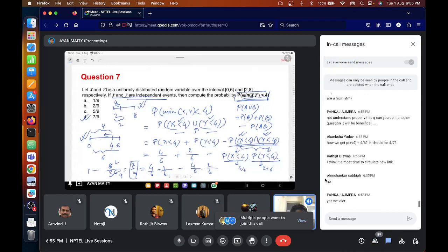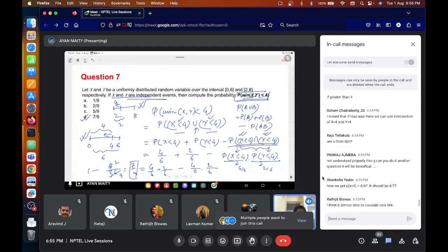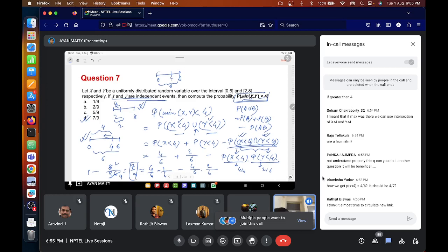Akanksha Yadav has written how we get probability of x less than 4 equals 4 by 6. Shouldn't it be 4 by 6? No, so this is uniformly distributed continuous variables. These are continuous variables. So 0 to 6, the length of this interval is 6, and what is the probability that x is less than 4? So this length is 4 and the length of the whole interval is 6.